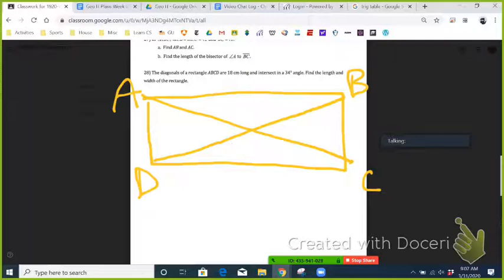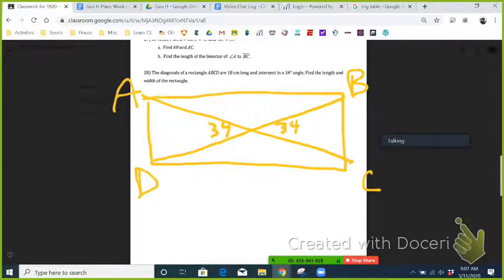Okay, we have a rectangle where the length and the width need to be found, and we know the length of each diagonal is 18, and the diagonals intersect at a 34-degree angle. So if I draw this picture here, I know that all these angles here would be 34 degrees.